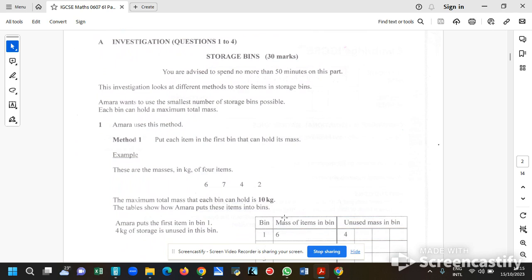Start by reading the information. That's my first bit of advice. In this question, I'll read it for you. We're looking at different methods to store items in storage bins. Amara wants to use the smallest number of bins, and each bin has a limited mass that it can carry, a maximum total mass. And here's her method.